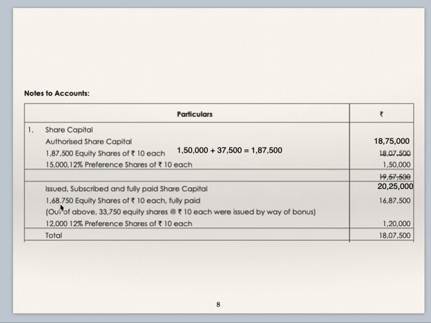Paid up capital is correctly given here. 1,68,750 shares of 10 each fully paid. You have to mention in bracket, out of the above 33,750 equity shares of 10 each were issued by way of bonus. So equity capital is 16,87,500. 12,000, 12% preference shares of 10 each, 1,20,000. So paid up capital is 18,07,500.